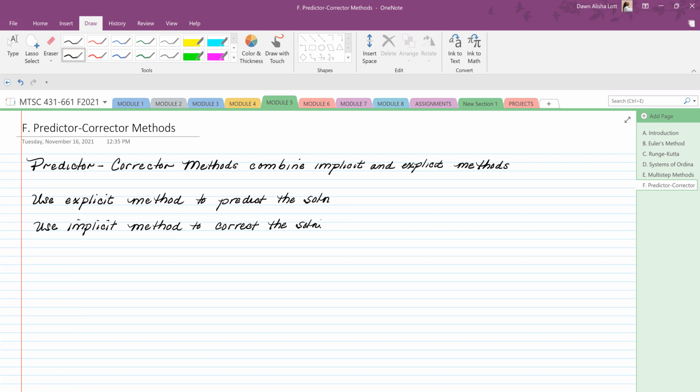All right. So the method I want to talk about is the Adams-Bashforth Adams-Moulton method. Let's read this. Let's do this.